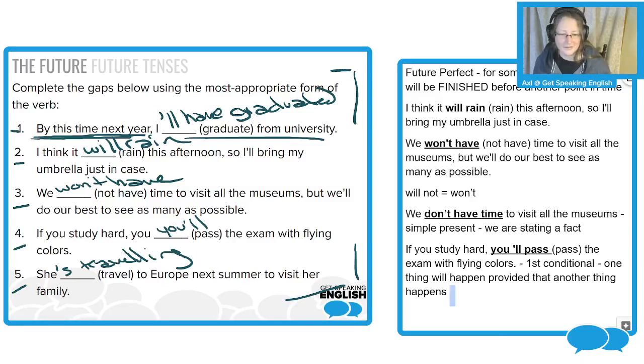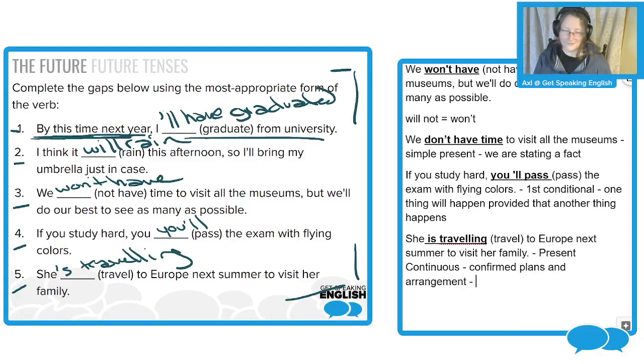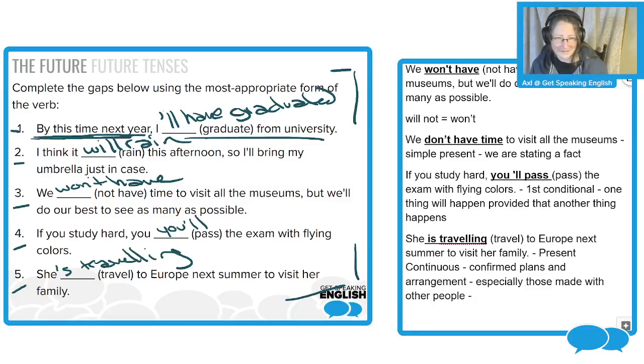And then finally, last one here we have, she is traveling to Europe next summer to visit her family. So she's traveling. So here I have a present continuous, which we often use for talking about confirmed plans and arrangements, right? Typically anything that you've made with another person, especially those made with other people, we would use the present continuous. For example, talking about weddings or appointments, arrangements, maybe dates, if you're going out with someone, or we're seeing a movie this weekend, we would use the present continuous or present progressive for those as well.